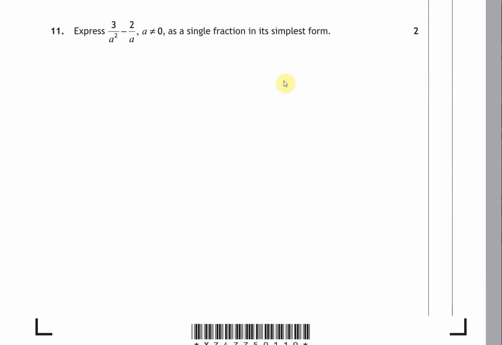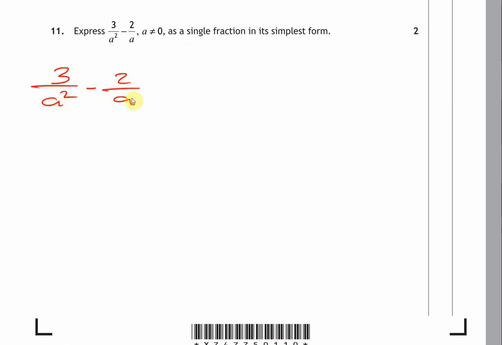Now, question 11 is we need to express 3 over a squared minus 2 over a as a single fraction in its simplest form. So we have 3 over a squared minus 2 over a. Now in order to combine fractions, or take fractions away, we need a common denominator on the bottom. Now we could make life hard for ourselves and do the kiss and smile method, but then we would end up with like a cubed.